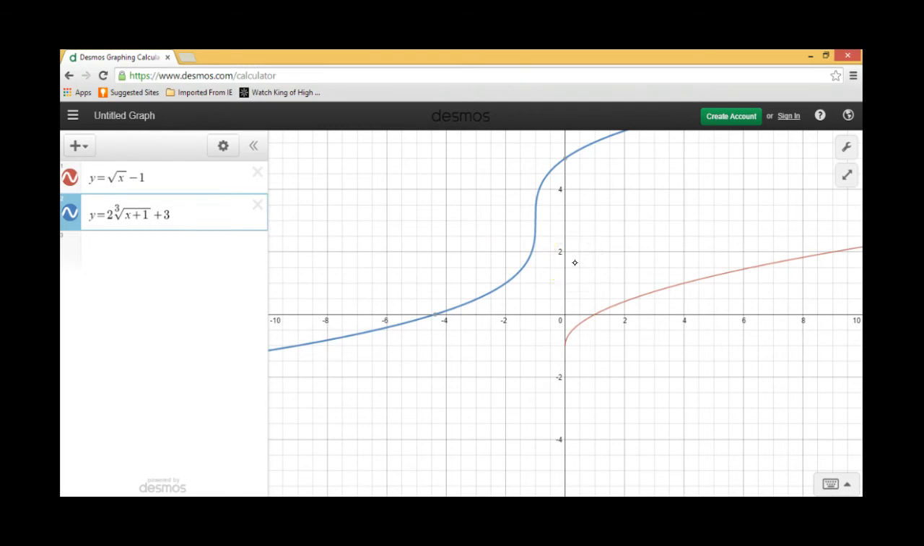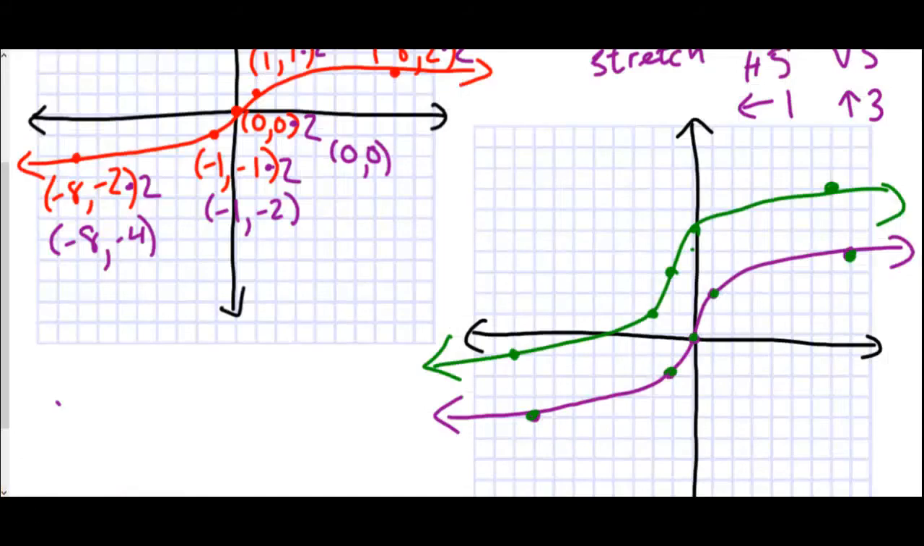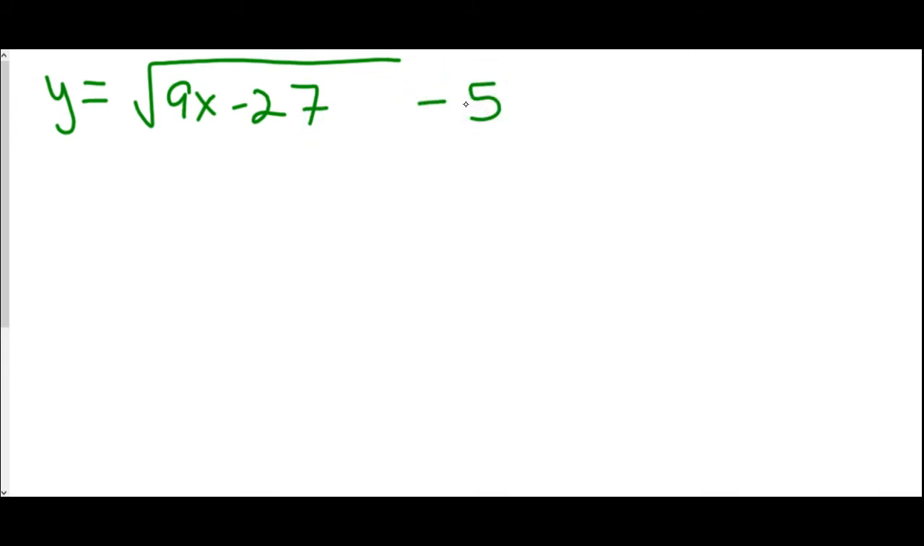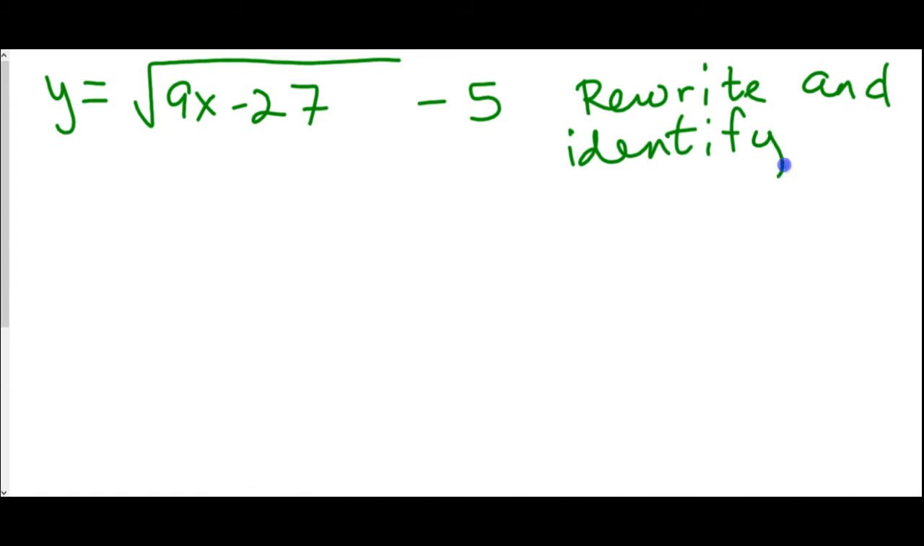So there's only one more thing we need to talk about with graphing radical functions. The last thing we need to talk about is if they give you an equation that looks like this. They're going to give you some instructions saying to rewrite and identify transformations. Transformations is a way to say the horizontal shift, the vertical shift, the stretch, the shrink, or the flip.